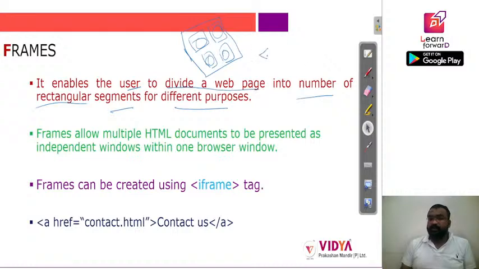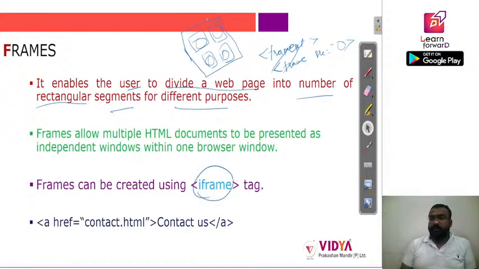Earlier, in HTML version 4 and before, we used to use a frameset tag. Inside that, we used to define the frame. Then we provided the source, in which we gave whatever web page we were using. So earlier it used to be this, but in HTML5, we use it with the help of iframe.